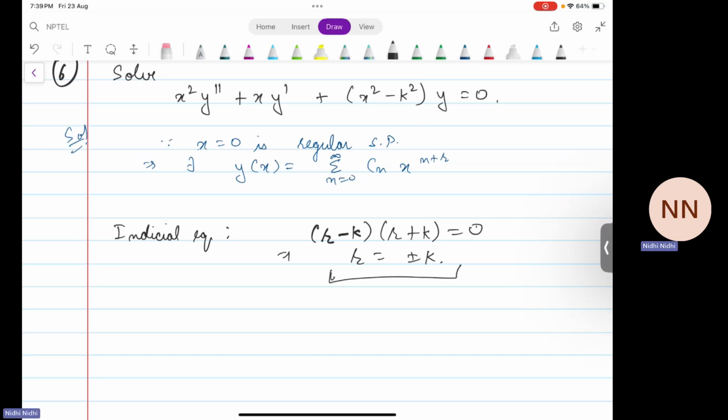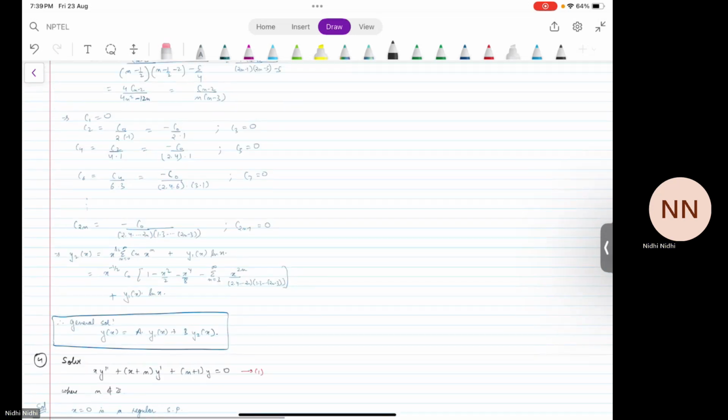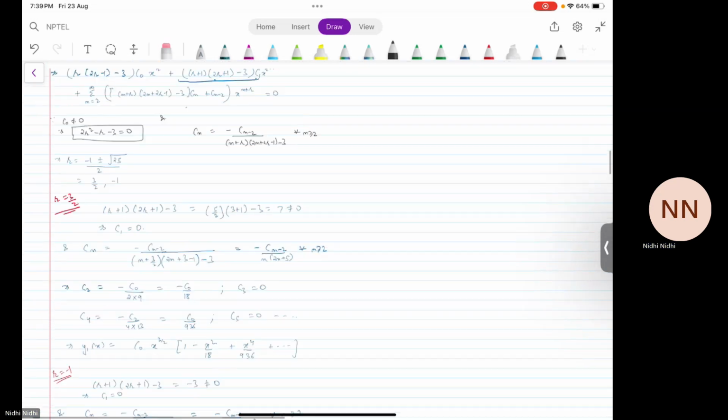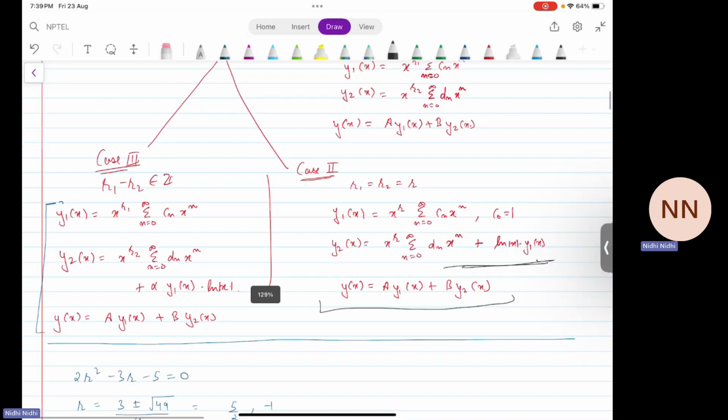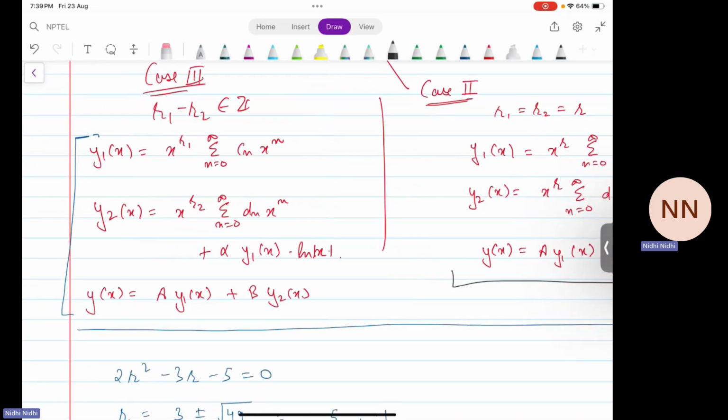In this case, we have two distinct roots, but their difference is an integer. So this implies r1 minus r2 belongs to Z. So this is our case 3. As discussed earlier, our solution will be of this form. So I suggest you to consider both the cases, r1 equals to k, r2 equals to minus k, find all the coefficients, and using those coefficients find y1 and y2, and the general solution would be the linear combination of those y1 and y2. I hope you all will be able to do this yourself.